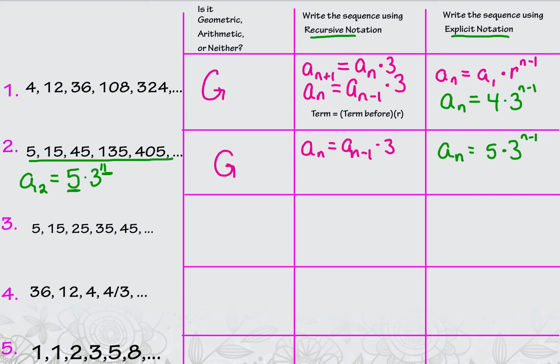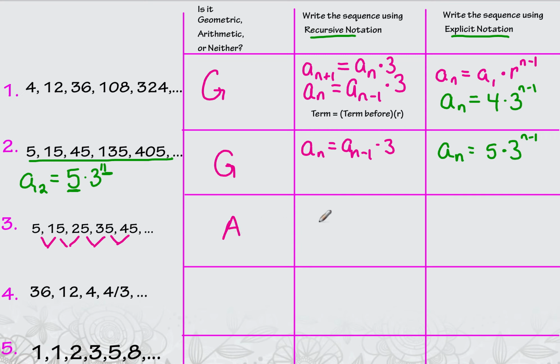All right, how about my next one? What did I do to 5 to get to 15? I multiplied by 3. What did I do to 15 to get to 20? Oh, wait, I didn't multiply by 3. Oh, tricky Trulin. This is an arithmetic. I'm adding on 10 every single time. So it's a big old arithmetic.